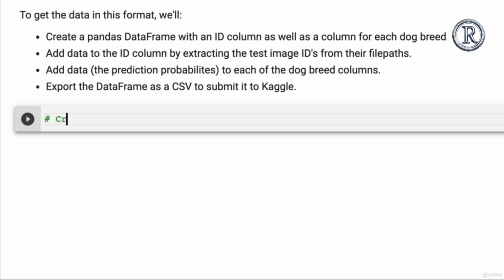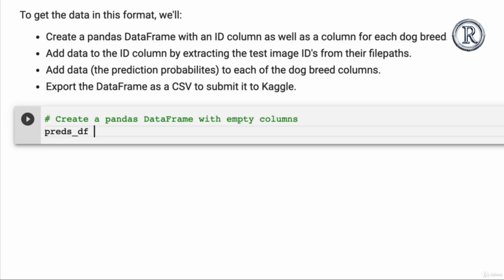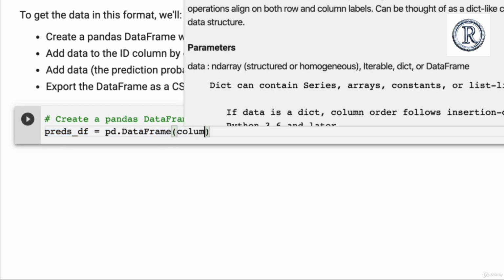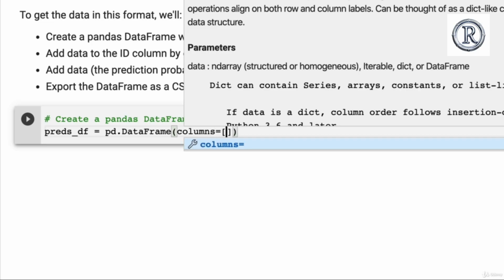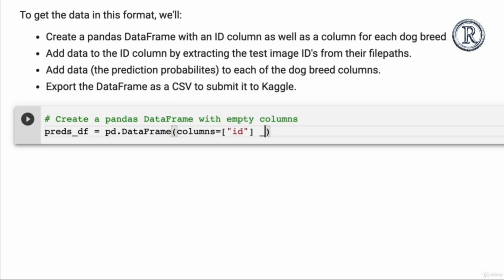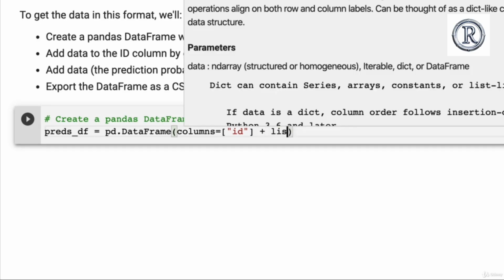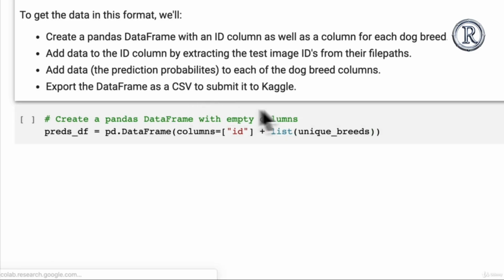All right, so the first step, let's go through and create a pandas data frame. We've had experience of this way back in the pandas section with empty columns. So we'll go preds_df equals pd.DataFrame. So just a standard nomenclature for a prediction data frame. Preds df, preds data frame or predictions data frame. Columns is going to be equal to ID plus, we need a column for each different dog breed, so we'll do list unique breeds.